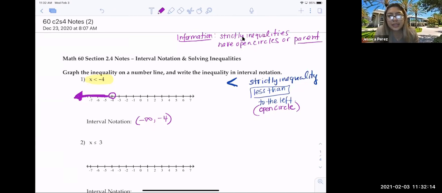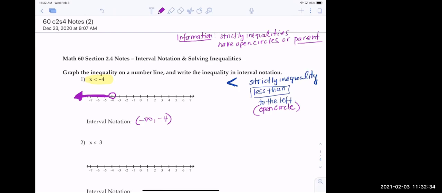Do you guys see the difference? Do you see what I'm doing here? Yes or no, or maybe so. Okay, some of you got it. Come on, let me know if you have any questions. Yes, I got it. Okay.